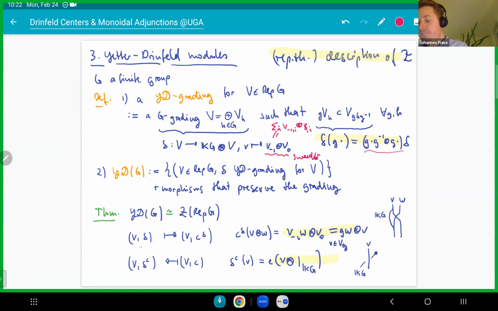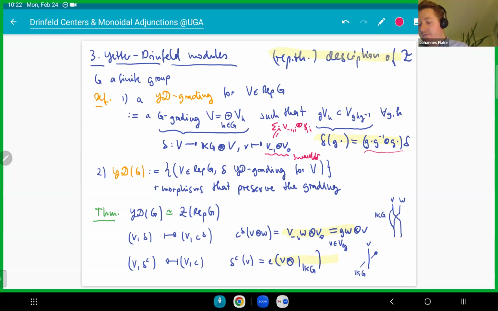So to any grading delta, I can associate this half braiding c, which is given by an action of the homogeneous degrees. If I have an element v tensor w, what I do is first I switch the order of them, but then also I act on w with the degree of v. And this is encoded in this function delta. And this will actually give a half braiding if delta was a Yetter-Drinfeld grading.